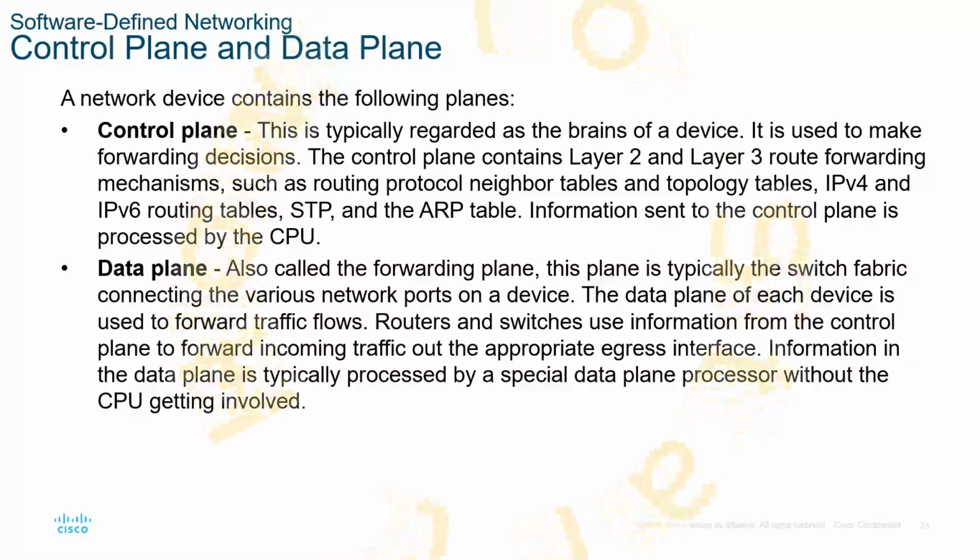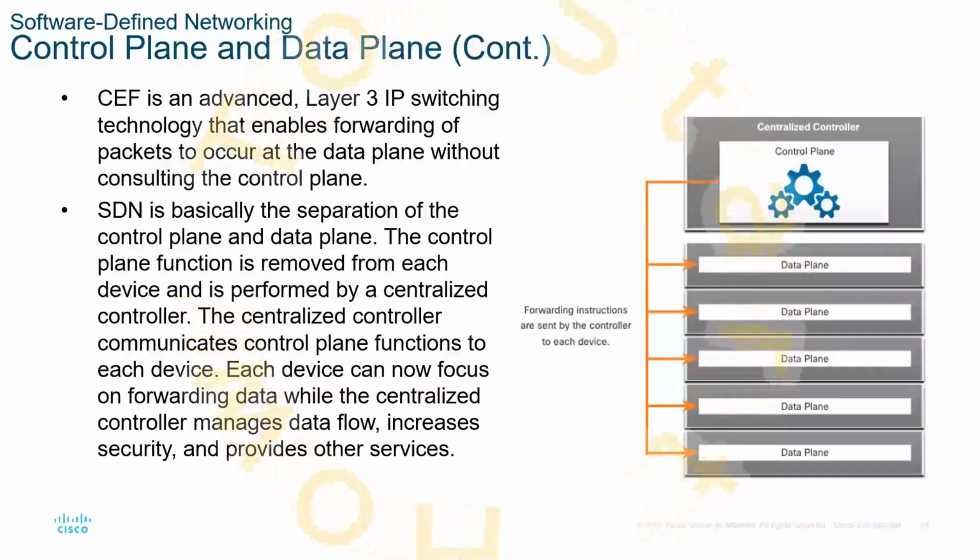So one area that's important to understand is that the control plane and the data plane will have additional features. The data plane may also look at the CEF. This is an advanced layer 3 IP switching technology that allows for the forwarding of packets to occur, again, at the data plane. And this is all without involving the control plane or the control plane's CPU.